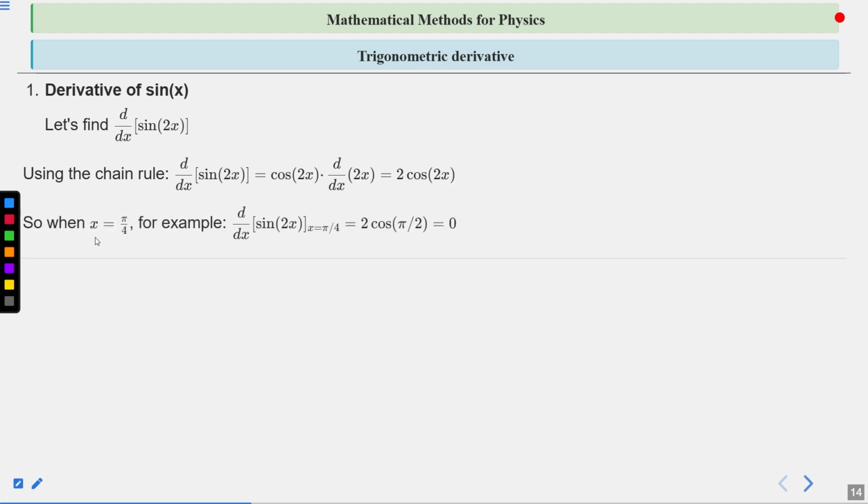So when x is equal to pi by 4, for example, the derivative of sin 2x at x is equal to pi by 4: put the value of x, that is pi by 4, you will get 2 into cos pi by 2. So cos pi by 2 is 0. So final answer is 0.